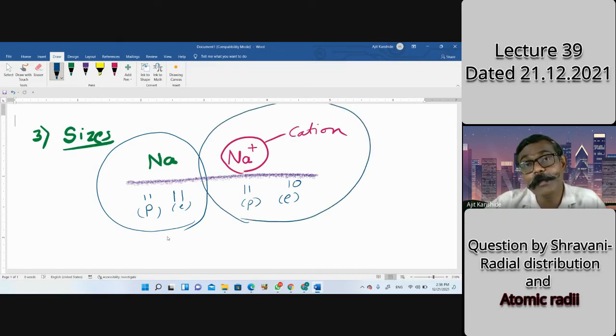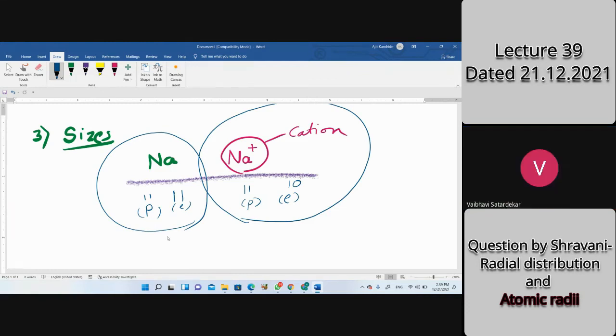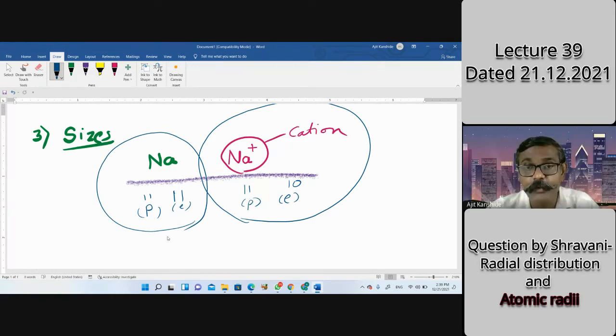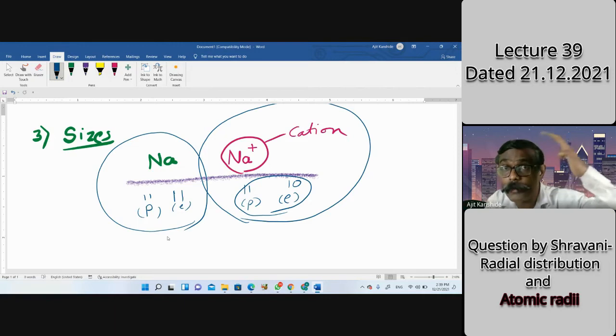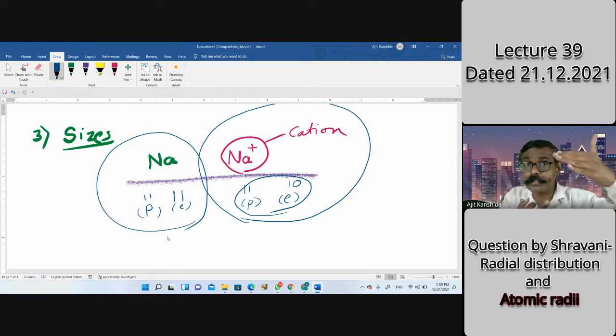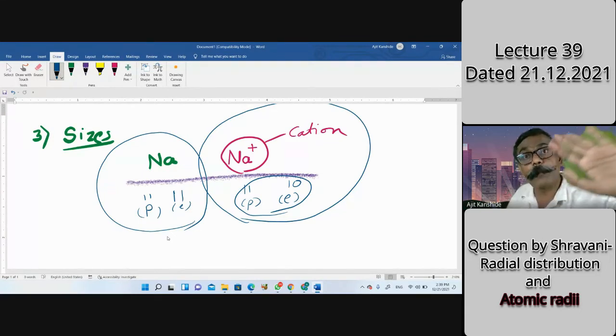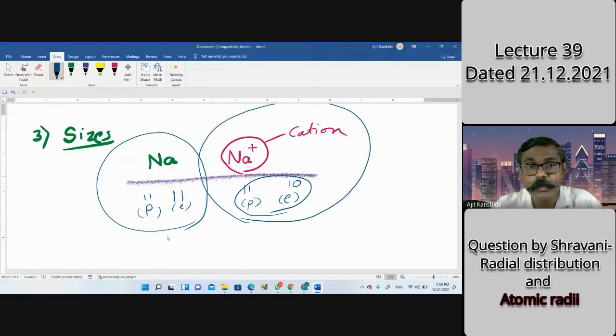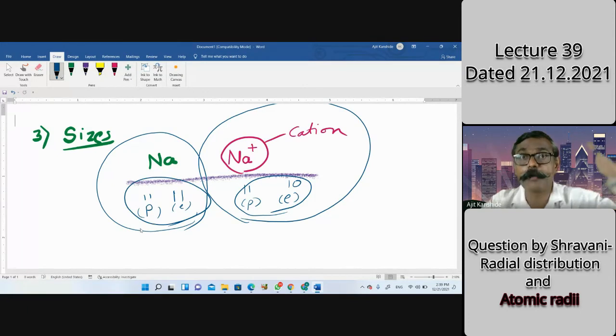Where will there be more attraction for electrons? Which electrons will experience a powerful inward force, a powerful force towards the nucleus? First case or second case? Second case. Yes, here will be more power to attract towards the nucleus. So the outermost electron will come towards the nucleus or go away from the nucleus relative to case number 1? Towards or away?